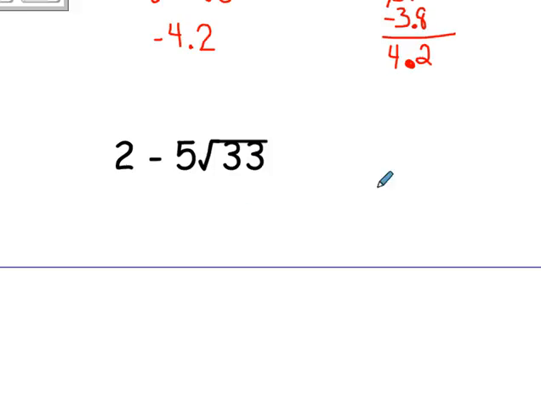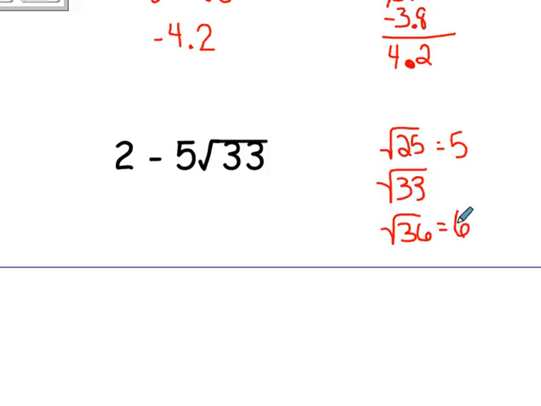This is 5 times the square root of 33. So we will begin the same way by estimating the square root of 33. I have to figure out which two perfect squares that comes between. And that would be the square root of 25, which equals 5, and the square root of 36, which equals 6. The square root of 33 falls between 5 and 6, meaning that it will be 5 point something.